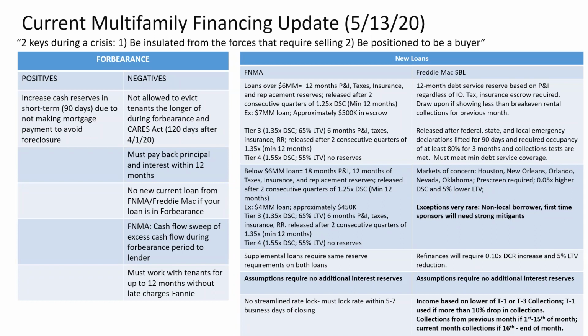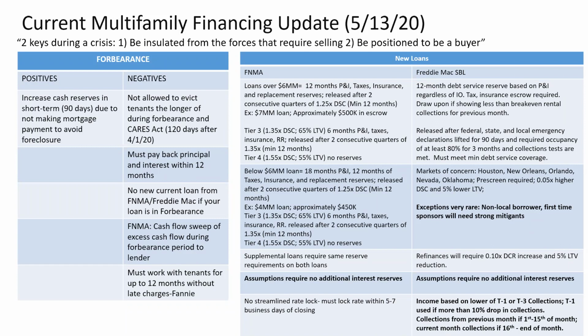In terms of markets of concern, Freddie is pre-screening anything in Houston, New Orleans, Orlando, Las Vegas, Oklahoma, and they're going to put higher debt service and lower LTVs. And then we used to be able to get exceptions for things like non-local borrowers or first-time sponsors, but they are being very strict on those, if not even offering those exceptions. You're going to need very strong mitigants like a super high net worth and liquidity, great third-party property management. You're going to need something there to really get around that.